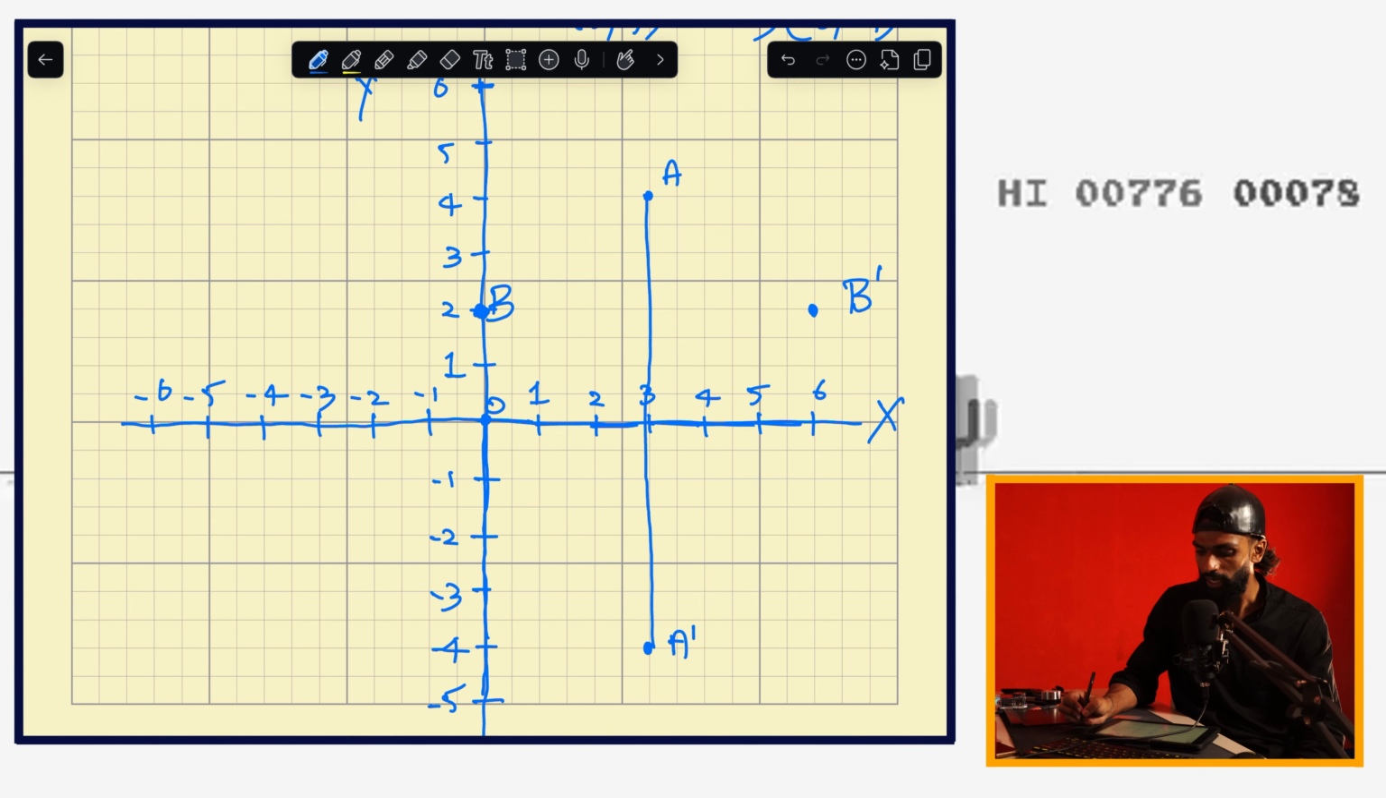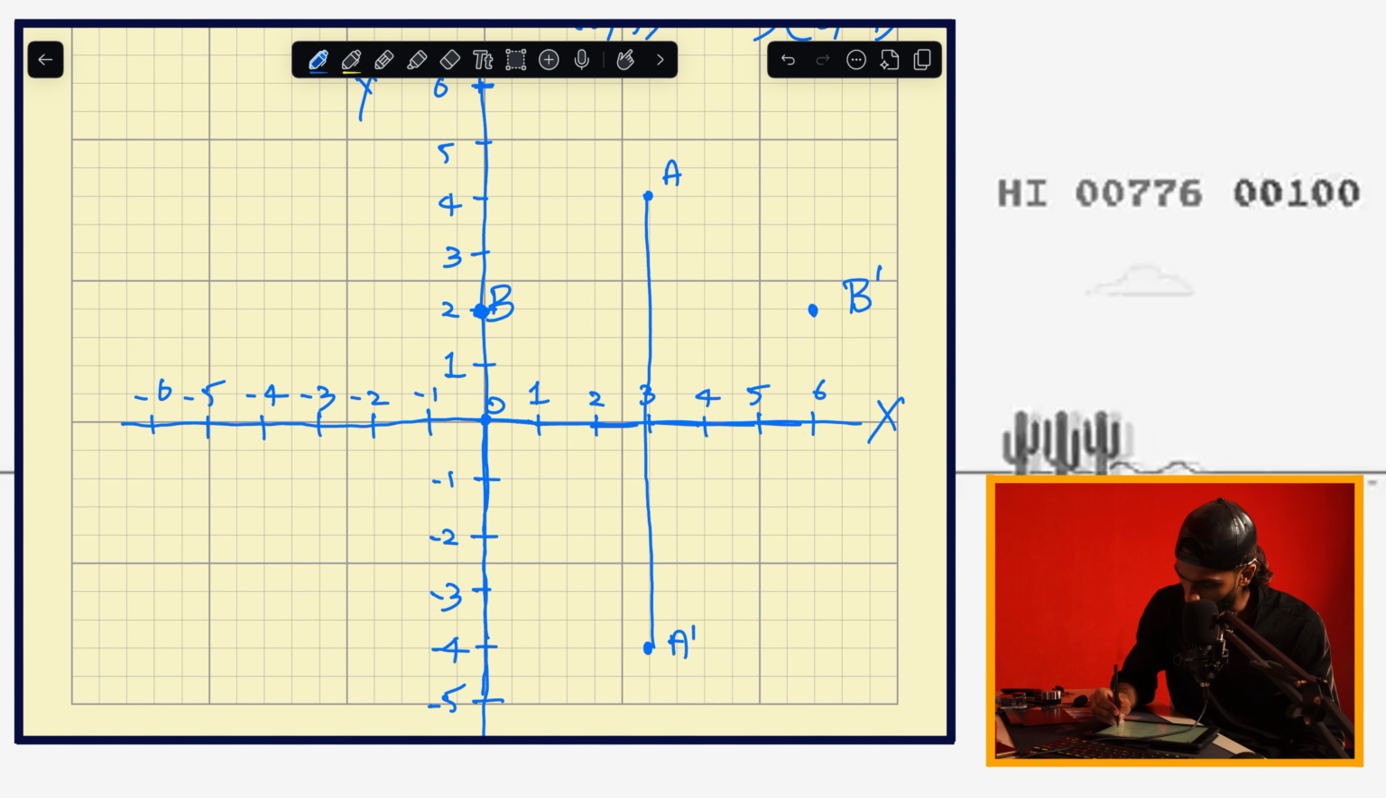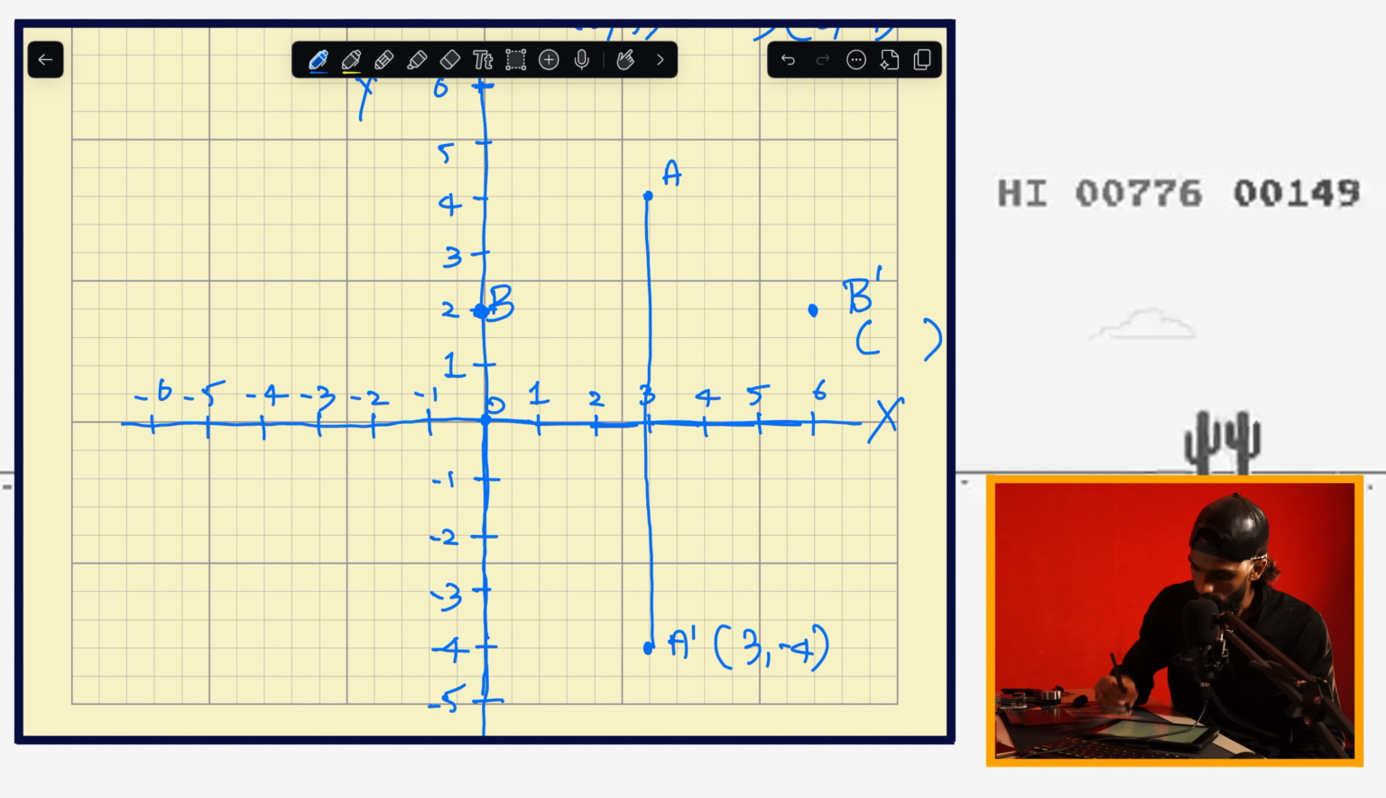So B was my object, AA dash was the line, also called the mirror, B dash is the image. I'm done with it. Fine, but the only thing I forgot to do is mark the point along with the coordinates. So this is 3, -4. A is 3, 4, done. B is 0, 2, done. If you see here, this answer is 6, 2.